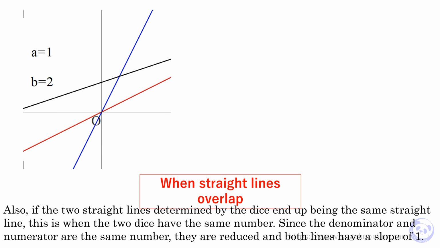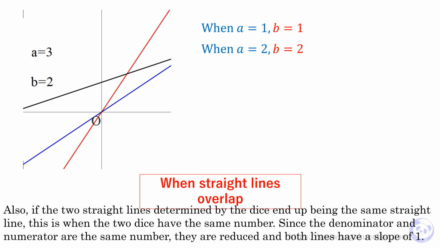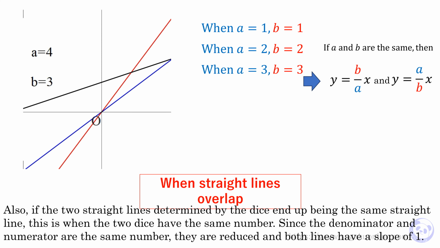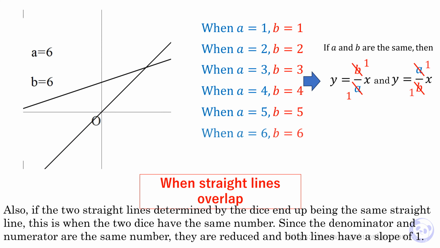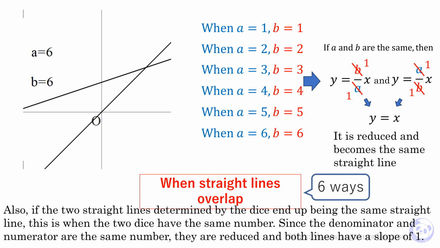Also, if the two straight lines determined by the dice end up being the same straight line, this is when the two dice have the same number. Since the denominator and numerator are the same number, they are reduced and both lines have a slope of 1.